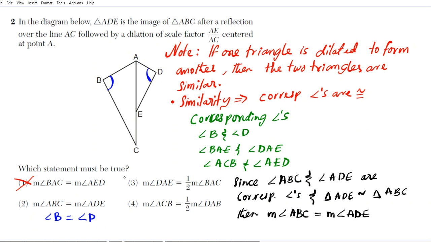Now, why can't we even take a look at 3 and 4? The scale factor is AE over AC. There was no indication that 1/2 is the scale factor, so we do not know what the scale factor is. So that's why these two are automatic fails. They are false statements because we do not have the scale factor specified in any part of the question. So the answer for number 2 is option number 2.